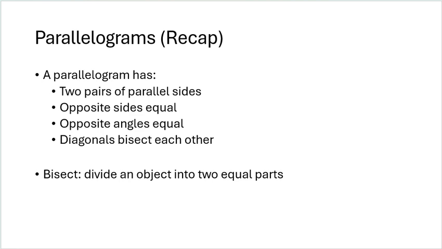Now, just to recap on parallelograms. A parallelogram has two pairs of parallel sides. The opposite sides are equal, and that means the opposite angles equal each other. Now the diagonals bisect each other. Now if you don't remember what bisect means, it means to divide an object into two equal parts. So if you draw a rectangle here, the arrows here, they are parallel, opposite sides are equal, and then you got the angles as well. So the opposite angles are equal.